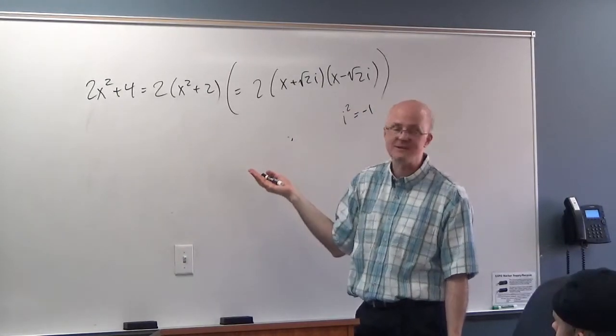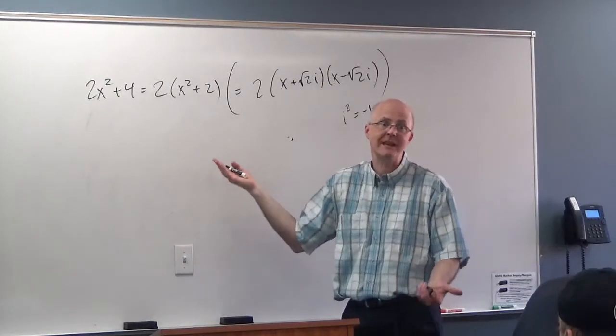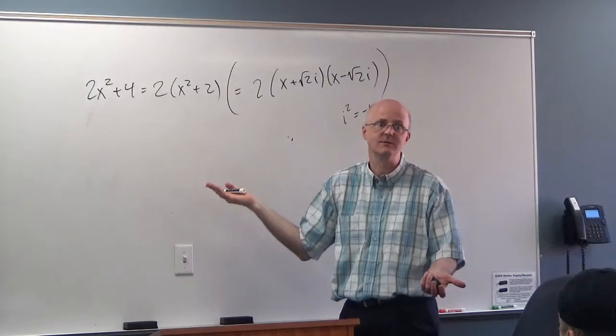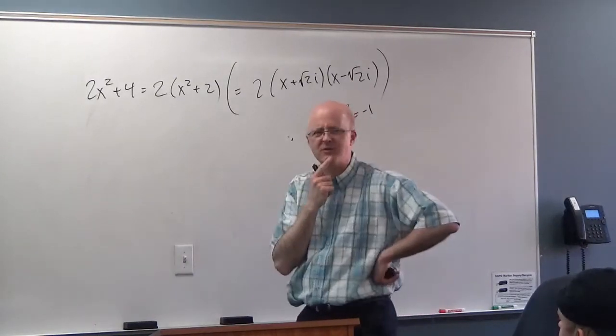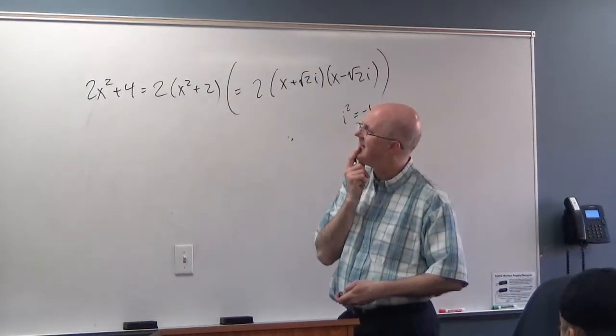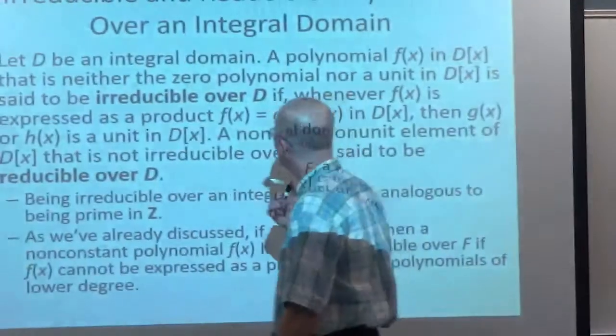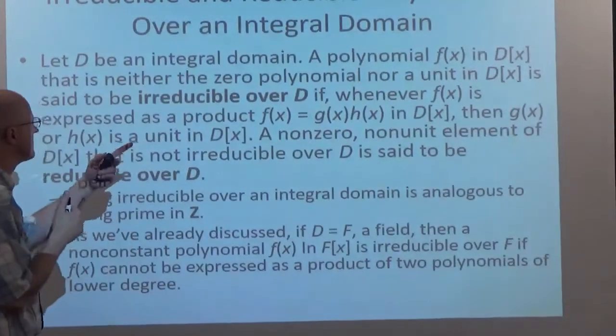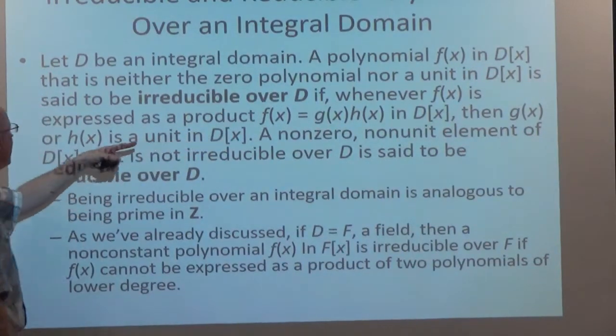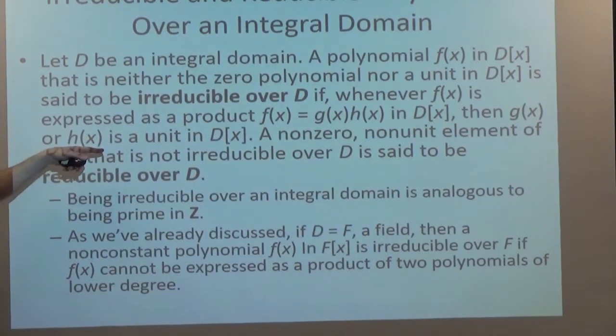It doesn't have any roots in Q. It is degree 2. It's got to be irreducible over Q. Q is a field. But it's reducible over Z. Why? To be irreducible means whenever you write it this way, one or the other has got to be a unit in here.